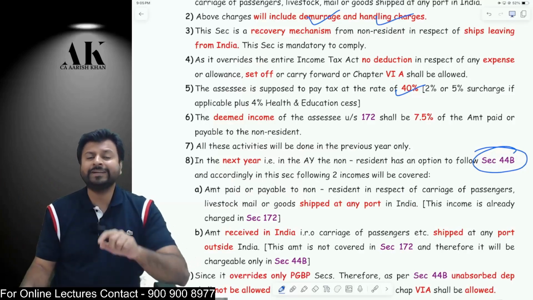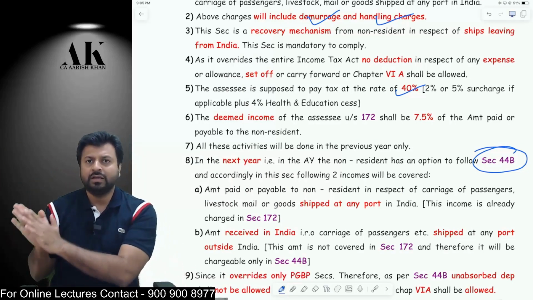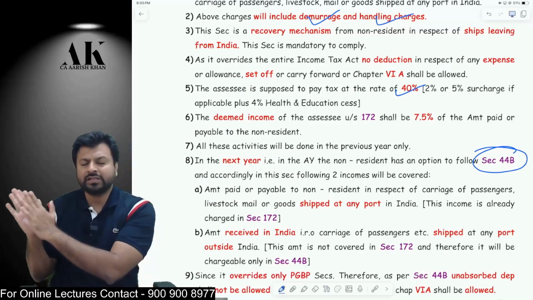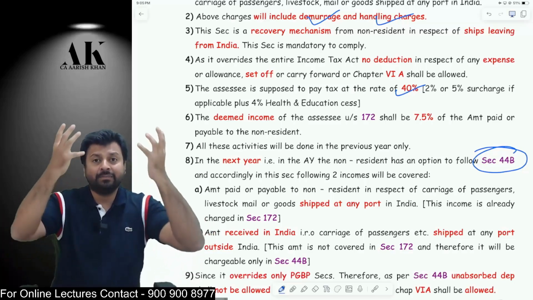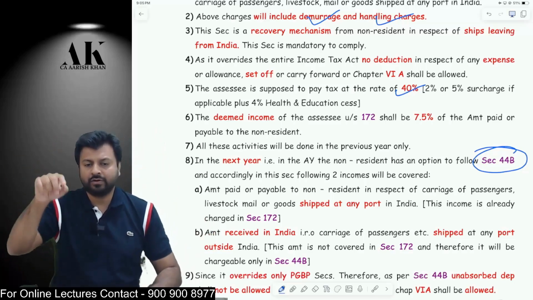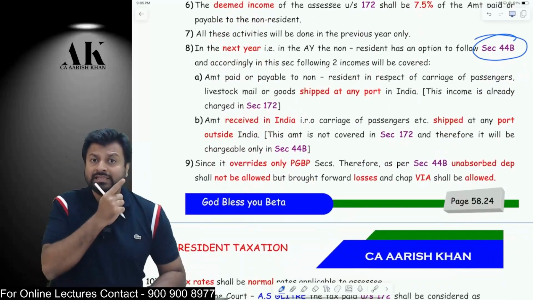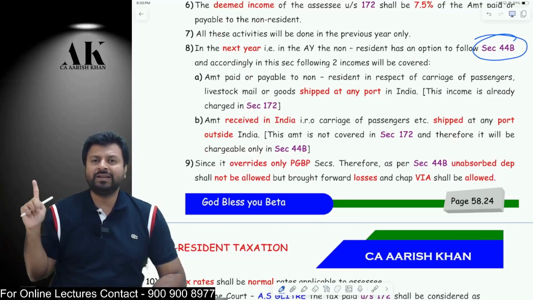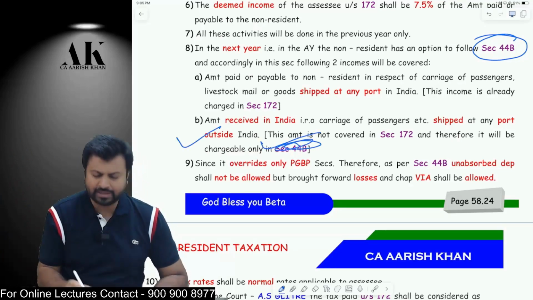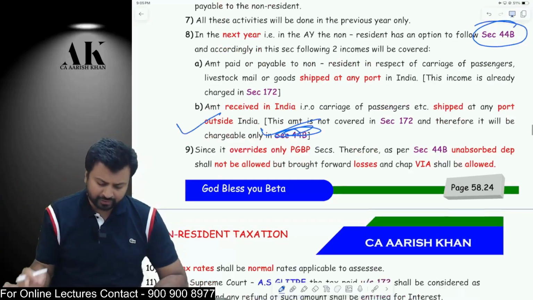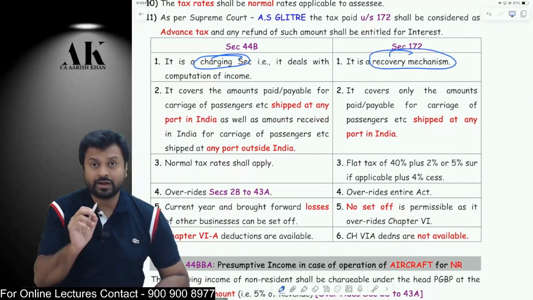Now, one more income will come in 44B, which is not covered in 172. Suppose the ship is leaving from UK and it is going to US. In that case, 172 is not applicable. If the money is received in India, then directly 44B should be applicable. This income is not covered in 172 because for 172 to apply, the ship should leave India. But if the ship is leaving to different countries, but the money is received in India, then that amount should be directly taxable under section 44B. Now, how are 44B and 172 different? 44B is a charging section. 172 is a recovery mechanism.